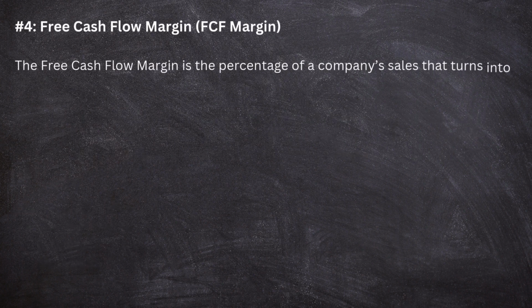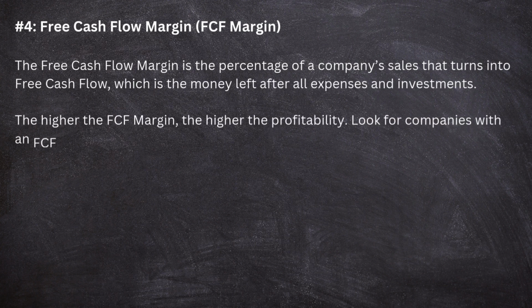Number 4, free cash flow margin, FCF margin. The free cash flow margin is the percentage of a company's sales that turns into free cash flow, which is the money left after all expenses and investments. The higher the FCF margin, the higher the profitability. Look for companies with an FCF margin over 10%. Examples include Moody's, 72.9%, AutoZone, 53.1%, Alphabet, 58.1%.